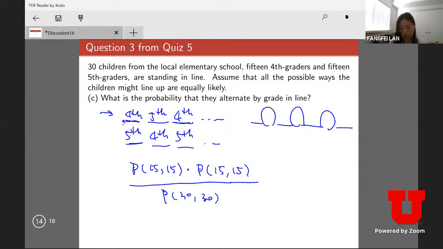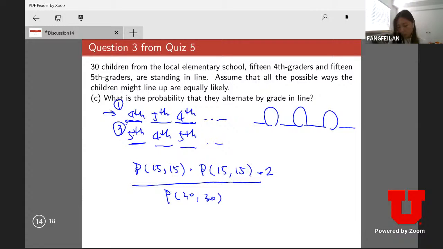So we have two cases here. The first case is that a fourth grader starts. The second case is that a fifth grader starts. So that's why we're going to multiply by 2. So this is also 15 factorial squared times 2 over 30 factorial.